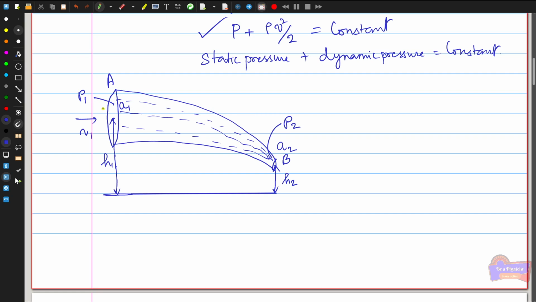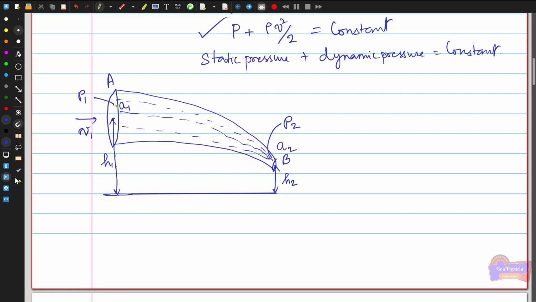So suppose you assume that the fluid is moving in this non-uniform tube with a streamline motion. A and B are the two different points where we are going to measure the velocity as well as pressure, and both A and B are at different heights from the horizontal plane, which are taken as H1 and H2, and A1 and A2 are the areas of cross section at these two places A and B. So the velocity of the liquid at point A is taken as v1, and v2 is the velocity at the outlet, point B.